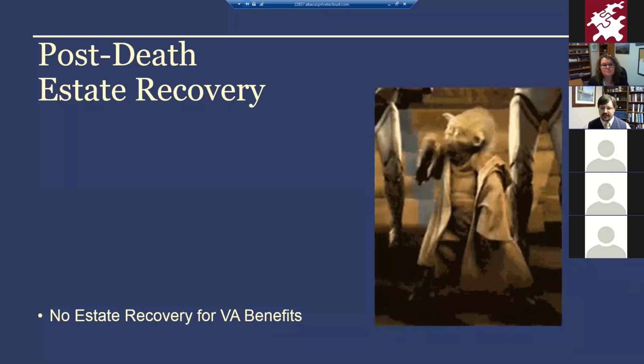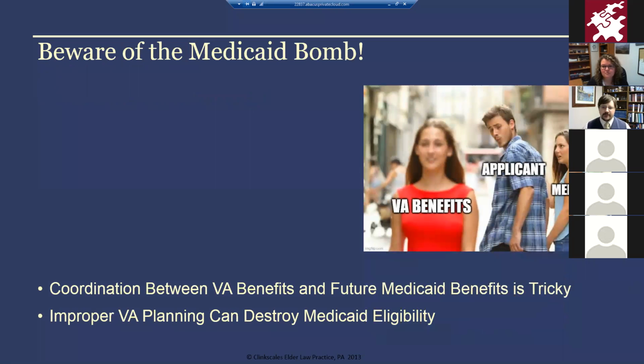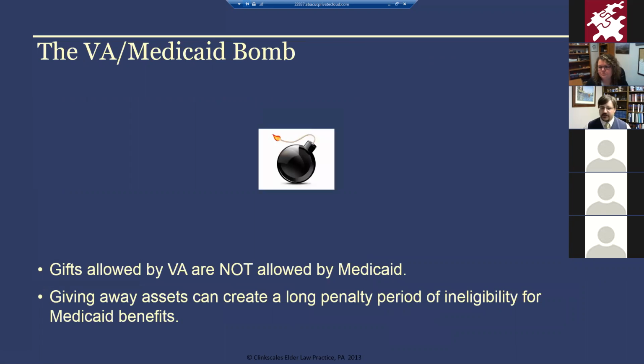So we've gotten through VA. We've talked about some gifting, some transfers, some penalty periods, but there is a bomb that's waiting, because sometimes VA planning, like giving away a house or giving away resources that are under that $130,000, can cause some issues with Medicaid. So we're going to talk about Medicaid next, and then we're going to compare them and see where some of those traps lie in working with both of those programs. So I'm going to turn it over to Joy and let her take it from here.